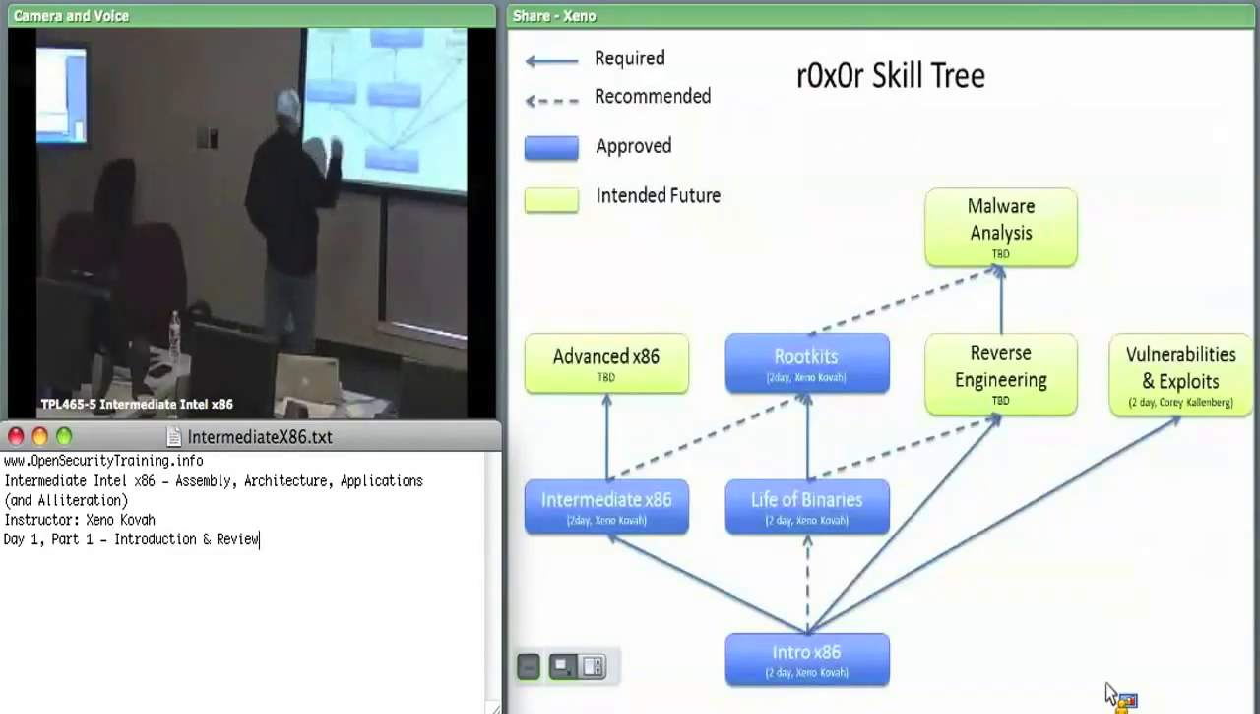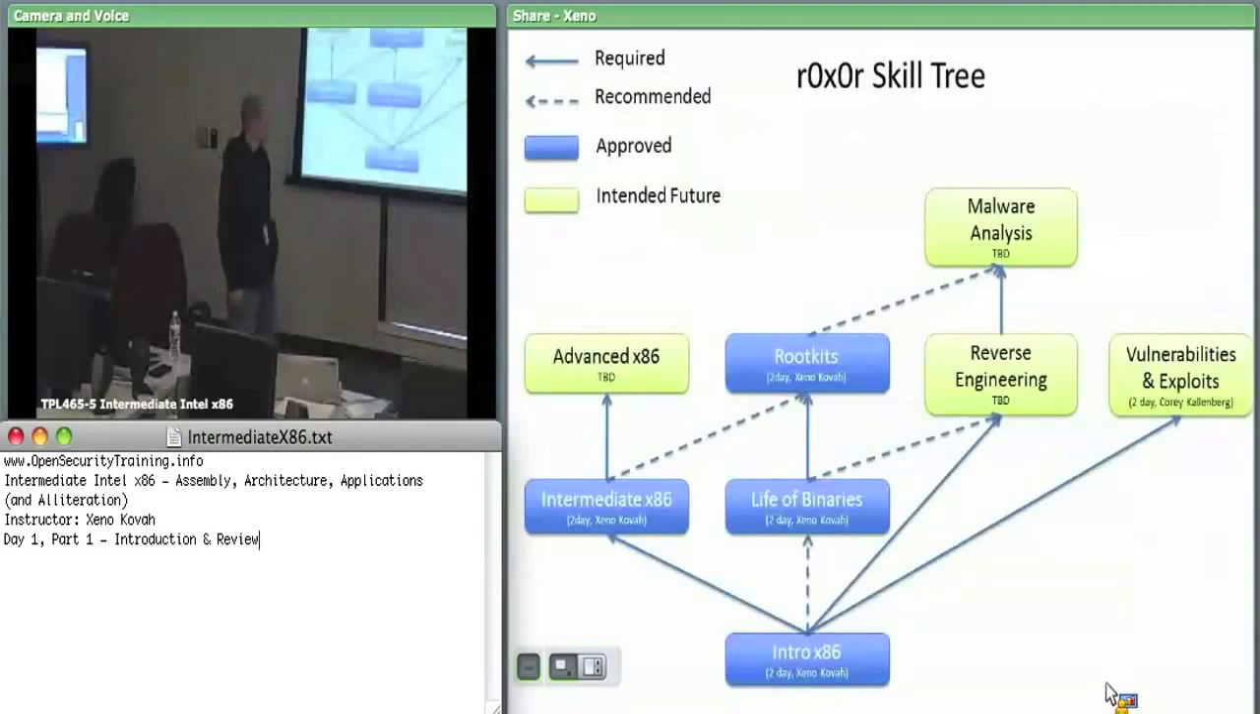In a newer version of this, I have a recommended line. Anyways, there's a lot of stuff you need to know in order to get to those final states. This is trying to give you a more gradual transition, and the more of the blue stuff you have, the easier it is to go to the future ones.